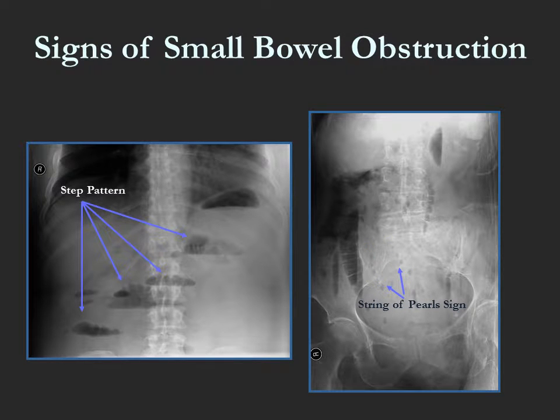The image on the left shows the step-ladder pattern seen in small bowel obstruction. Each step is a separate air fluid level. Air fluid levels at differing heights within the same bowel loop are strong evidence of obstruction. The image on the right shows a string of pearls sign also seen in small bowel obstruction. This results from small bubbles of gas trapped between folds in dilated fluid-filled bowel loops.